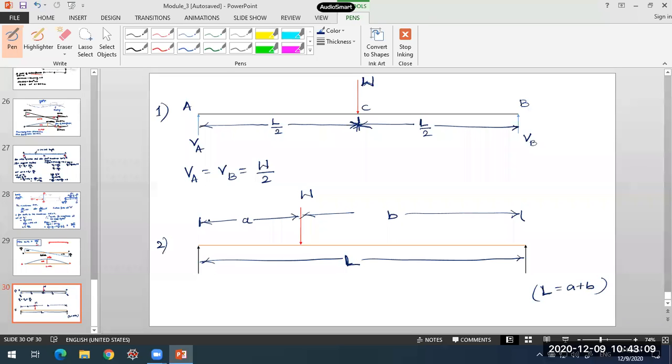For these, what you have to do is draw the shear force diagram and the bending moment diagram. Also find the maximum bending moment value in the form of an equation. So try these two.